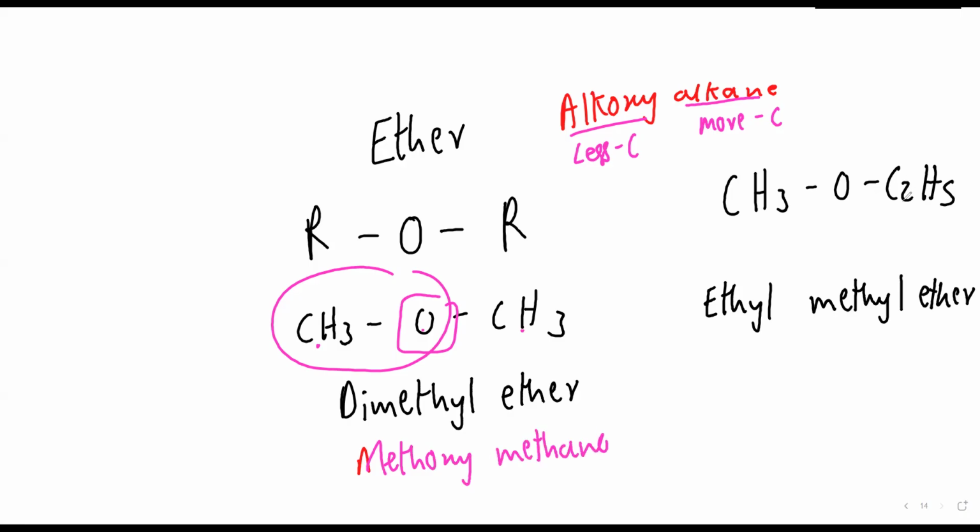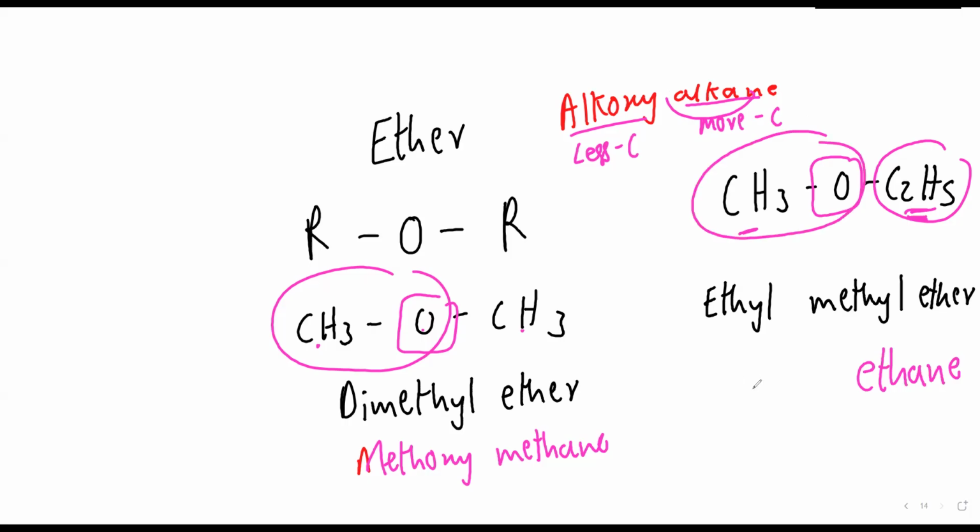Chalo. Tell me, on this side how many carbon? One. On this side? Two. So who has more carbon? This one. So it will become your alkane. More carbon, alkane. The name of the alkane with two carbon is ethane. And this will become your alkoxy. So it will be methoxyethane. Have you understood this? Now I'll tell you a very simple logic.